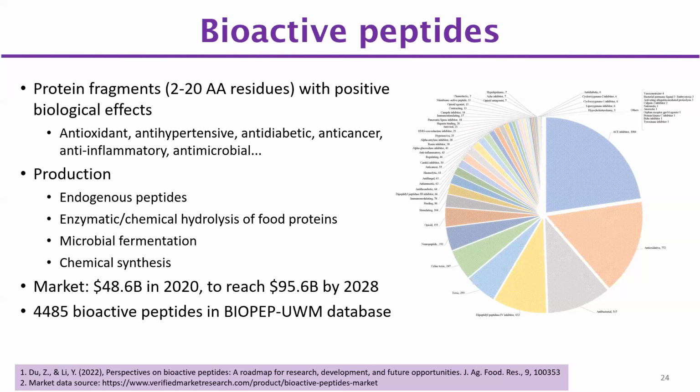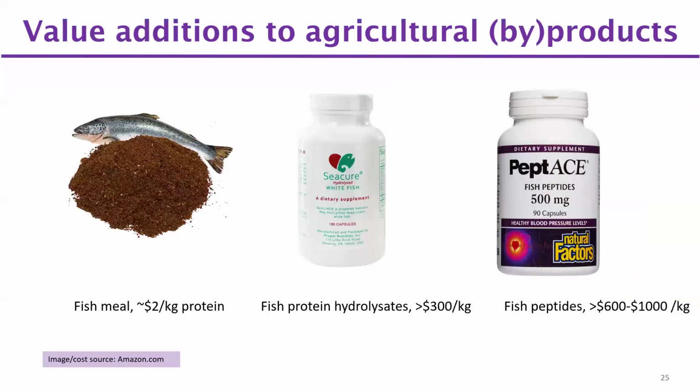That would be more costly. And then, really, it's a very growing market for applications as nutraceuticals, pharmaceuticals, or as food additives for ingredients. One example for the application of the peptides is value addition to agricultural byproducts. We use fish meal as an example. If you search for the price, it's about $2 per kilogram.